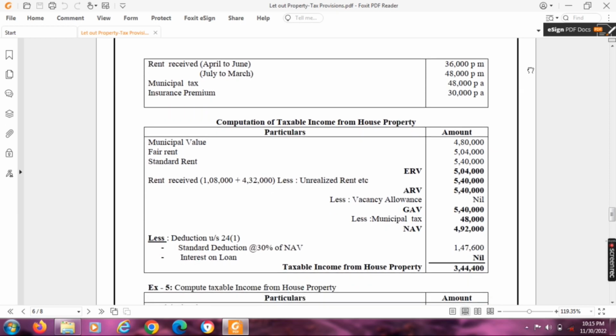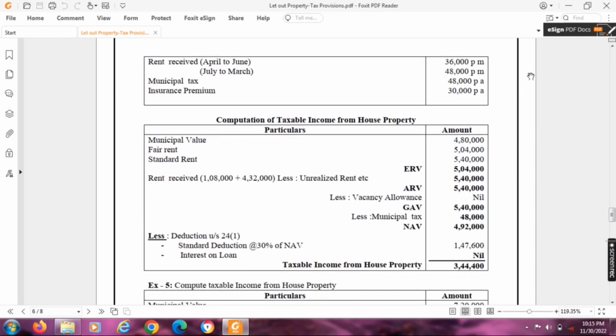Municipal value 4,80,000, fair rent 5,04,000 and standard rent 5,40,000. Whichever is higher among municipal value and fair rent value, 5,04,000, and compared with standard rent, the expected value is 5,04,000. Here we have to compare the rent received, annual rent. For the first 3 months, 36,000 into 3, 1,08,000. Balance 9 months, 48,000 into 9 months, 4,32,000.